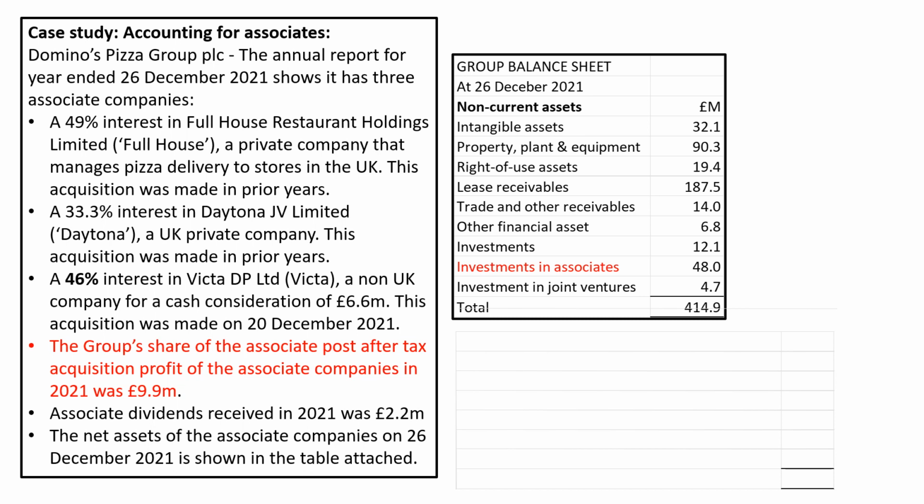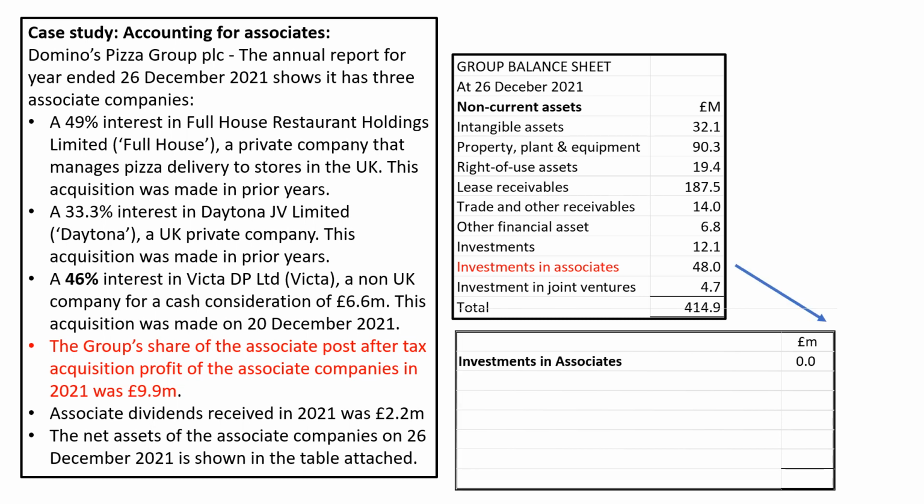In this slide, we look at how the associates information is shown in the balance sheet. If you look under the group balance sheet, you'll find under non-current assets an item called investment in associates of 48 million. And let's see how this figure has been made up. We start with the opening balance, which is 35.3 million. We add the cost of new acquisitions in the current financial year in December 2021 of Victor, which is a non-UK company, so 6.6 million.